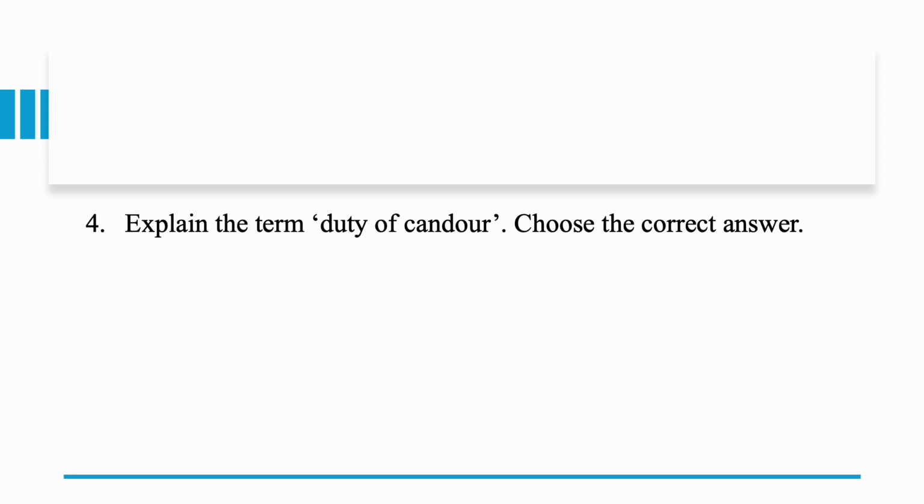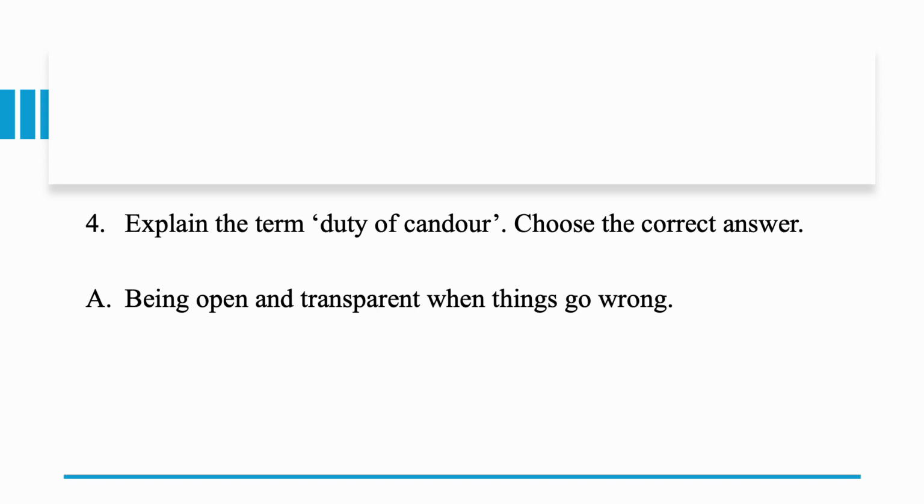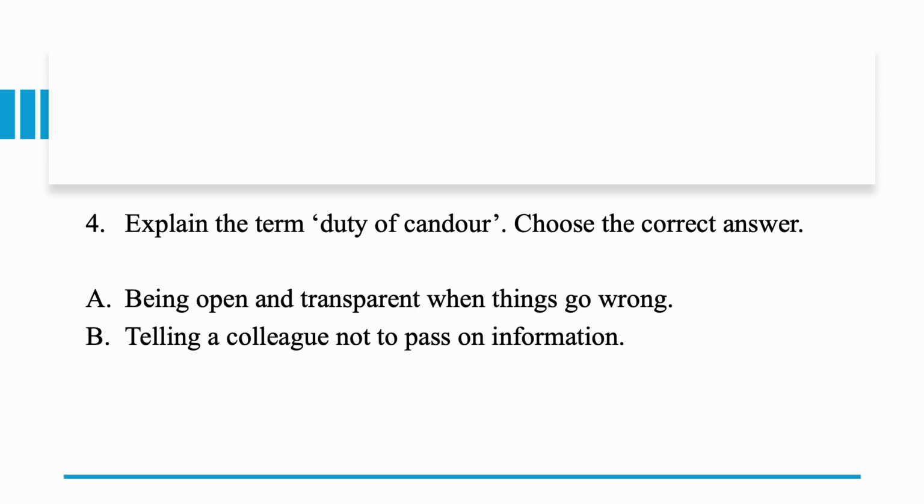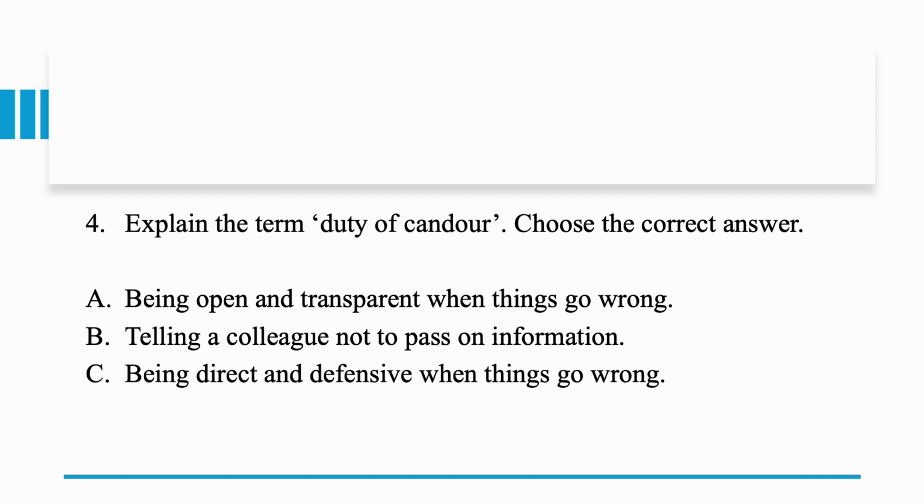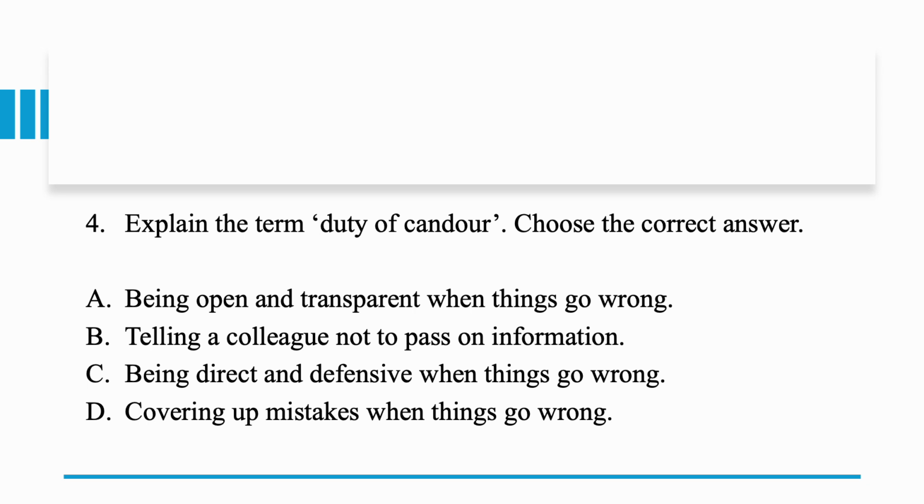Question number 4. Explain the term duty of candour. Option A is being open and transparent when things go wrong. Option B is telling a colleague not to pass on information. Option C is being direct and defensive when things go wrong. And option D is covering up mistakes when things go wrong.